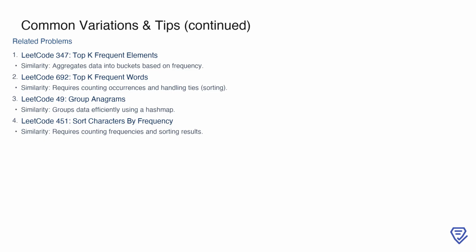If you're looking for related problems to practice, several LeetCode questions share similar concepts. For example, LeetCode 347, top k frequent elements, involves aggregating data into buckets based on frequency. Similarly, LeetCode 692, top k frequent words, requires counting occurrences and handling ties, which often involves sorting. LeetCode 49, group anagrams, focuses on grouping data efficiently using a hash map, while LeetCode 451, sort characters by frequency, deals with counting frequencies and sorting the results. These problems reinforce the same fundamental skills of grouping, counting, and optimizing for efficiency, making them excellent practice for sharpening your understanding of this problem's core concepts.